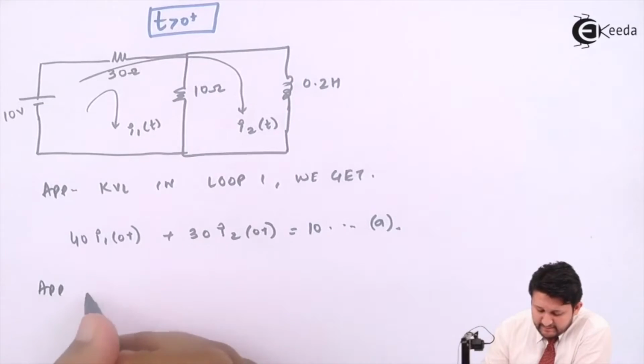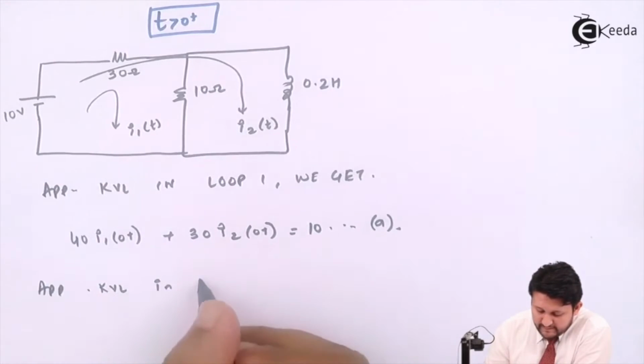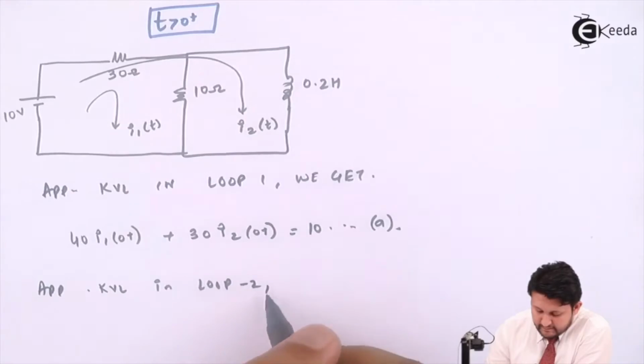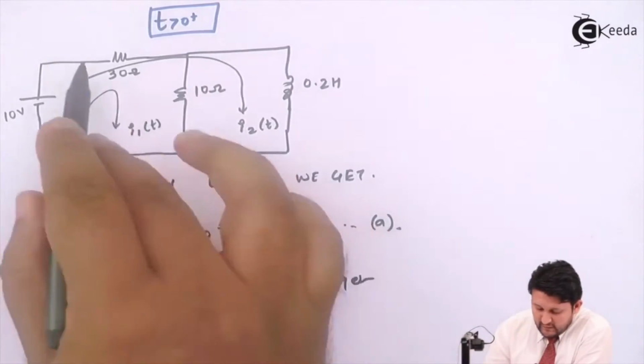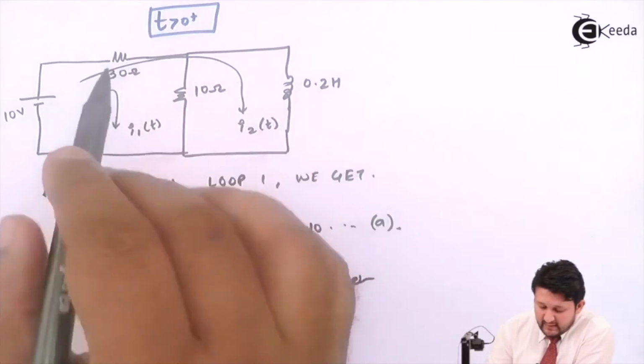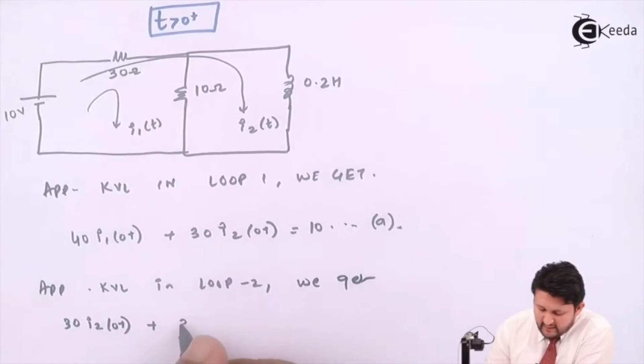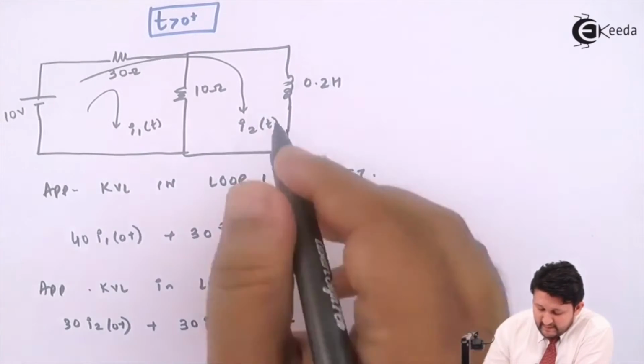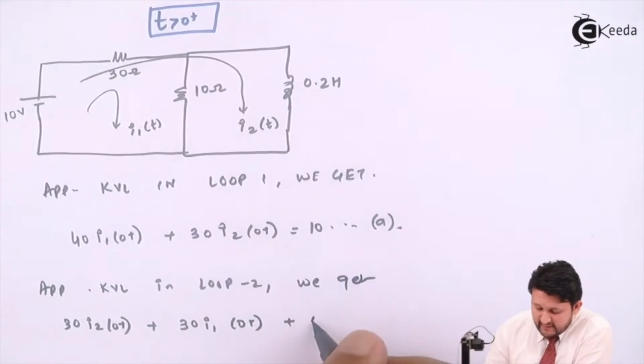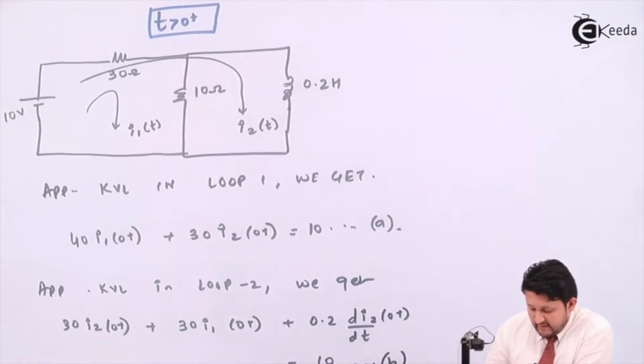So apply KVL in loop 2. So this is your loop 2. In 30 ohms you are having 30 I2 of 0 plus. But in 30 you have one more current I1 flowing and it is in the same direction, so it is plus. Plus voltage across inductor, L di by dt. The value for L is 0.2. This will be di2 upon dt equal to, your current enters into negative, so it will be positive. So that's your equation number 2.